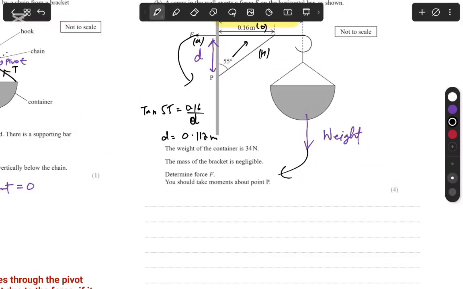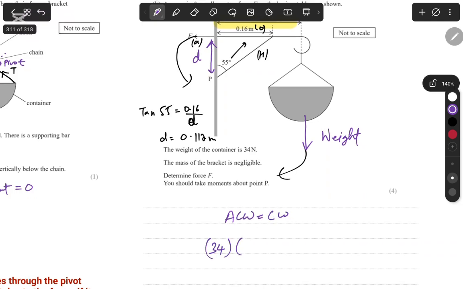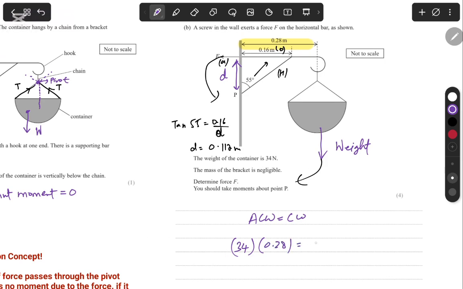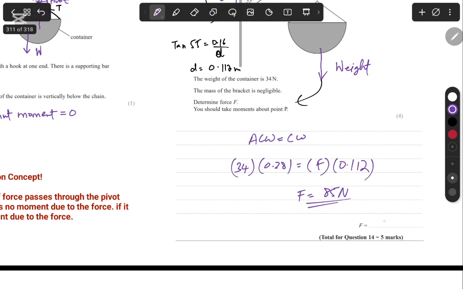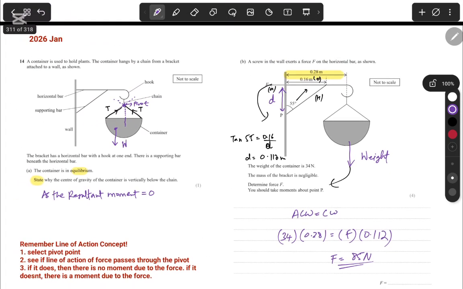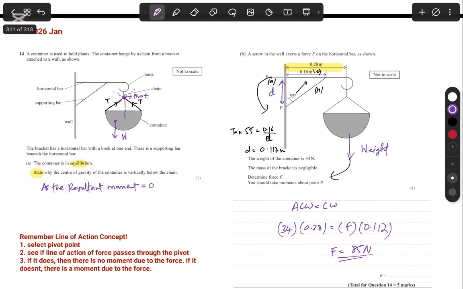Okay, so now we're going to see that the weight has a clockwise moment and that the force F has an anti-clockwise moment. So we can say that the anti-clockwise moment is equal to the clockwise moment. We can say that the weight, which is 34 times 0.28, is equal to the force F times 0.112. So we plug that in the calculator, and we should get the answer as 34 times 0.28 divided by 0.112. Our force F answer will be 85 newtons. Okay, that's the question. And now I'll show you the mark scheme, and then we'll end the video.